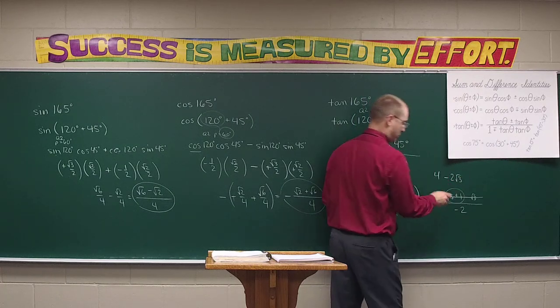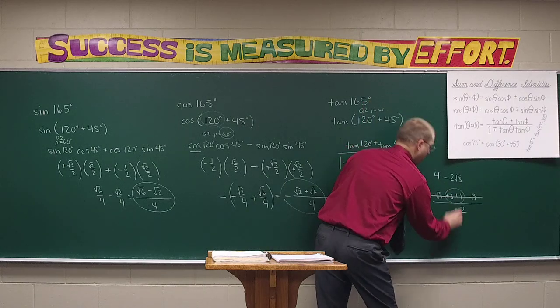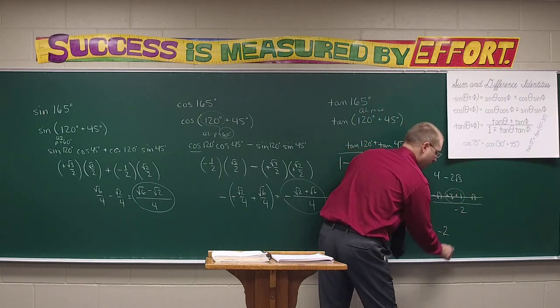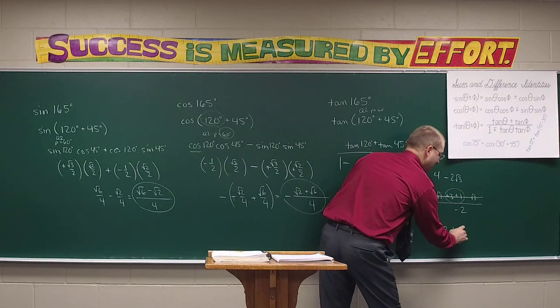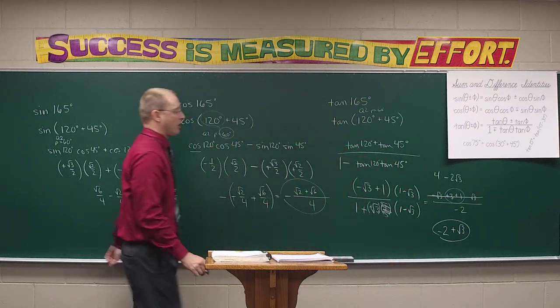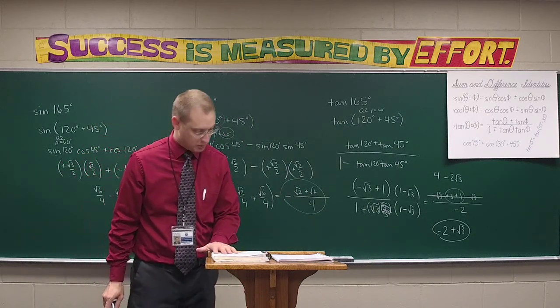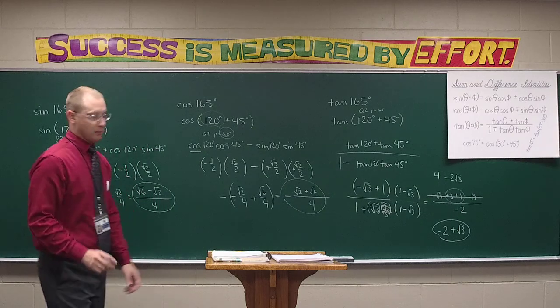Negative 2 square root of 3, all divided by negative 2. 4 divided by negative 2 is negative 2. Negative 2 square root of 3 divided by negative 2 is positive 1 times the square root of 3, or just positive square root of 3. And there are my answers for number 2. Questions on number 2?